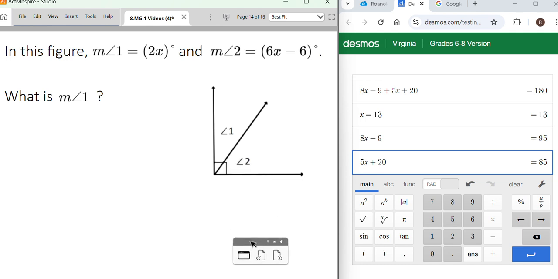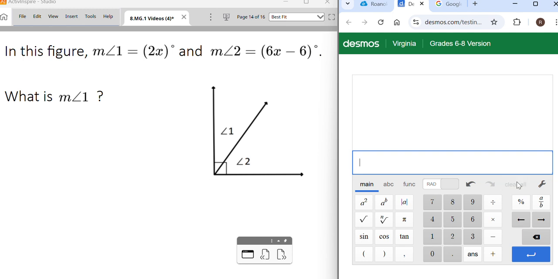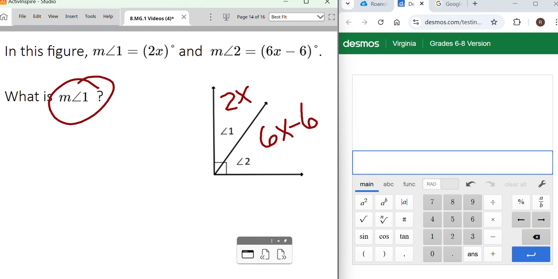Okay, we've got another problem here, which is in this figure. It says the measure of angle 1 is 2x. So I'm going to go ahead and write 2x where measure of angle 1 is. And the measure of angle 2 is 6x minus 6. Okay, and it wants the measure of angle 1. It's not asking for x, it's asking for the measure of angle 1.